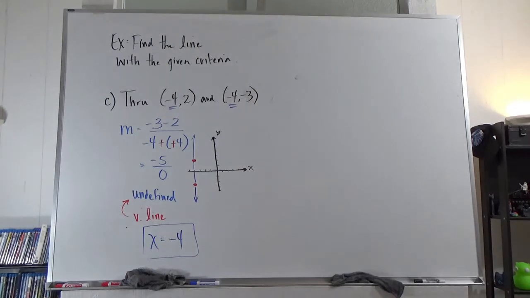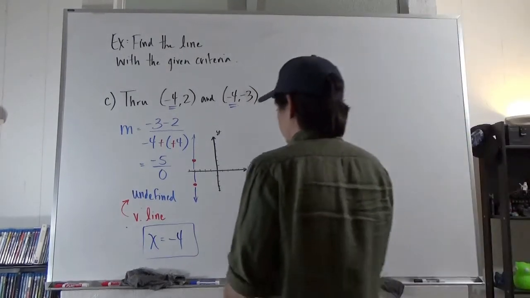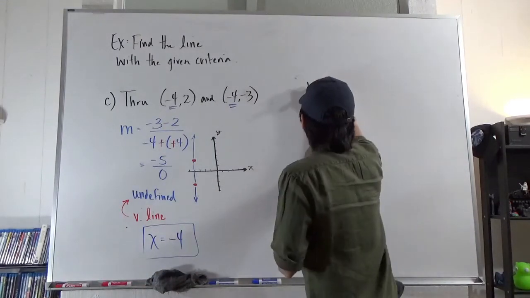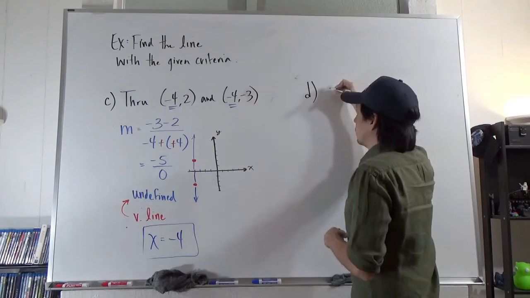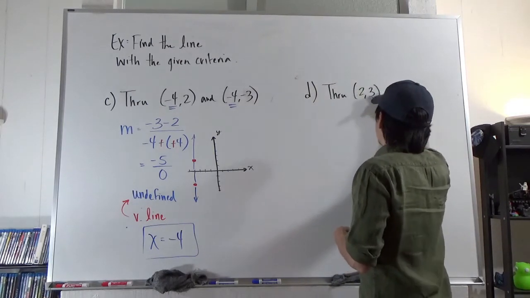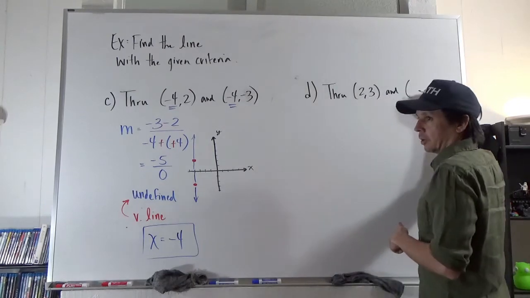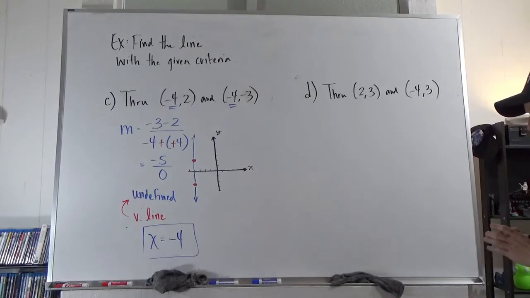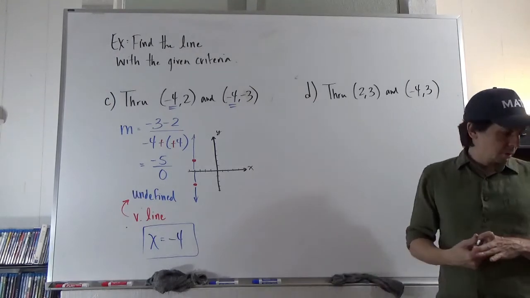Okay, next. I'll just put it here, D, through 2 comma 3 and negative 4 comma 3. So if you can work this one out, a similar thing happens, so keep that in mind.